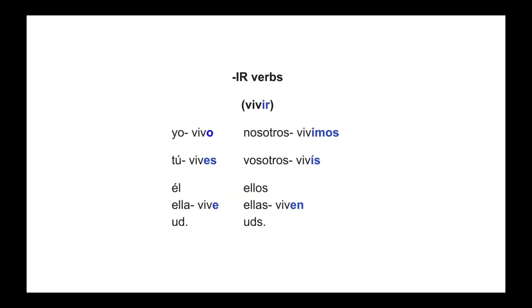Next up, we have the IR verbs in blue. Okay, same thing. Write your chart. IR verbs. Write your subject pronouns. Yo, tú, él, ella, usted, nosotros, vosotros, ellos, ellas, ustedes. O, es, e. Imos, ís, en. Okay, you got all those written down? Great. Let's start our activity, and then I'm going to wish you guys a happy little spring break.